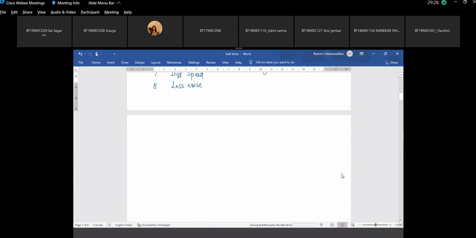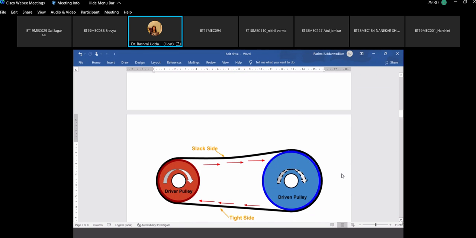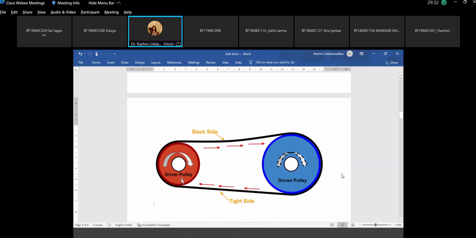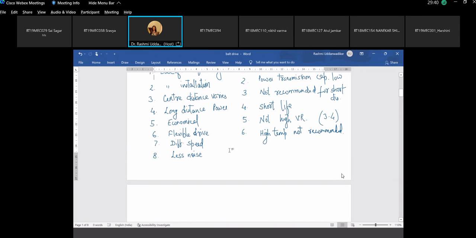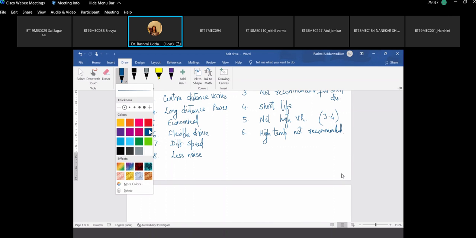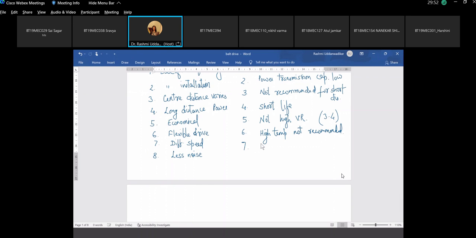So how does this belt drive work? Yes, initial tension is required. This is another major point which we missed out. You are right, Vineet. Without initial tension, this belt will not work, which is not required for chain drive or for gear drive. Initial tension is required.